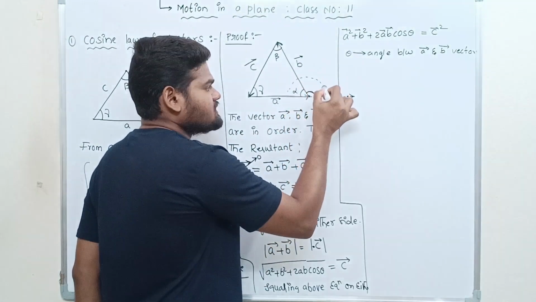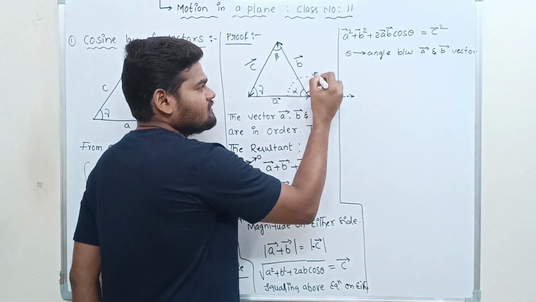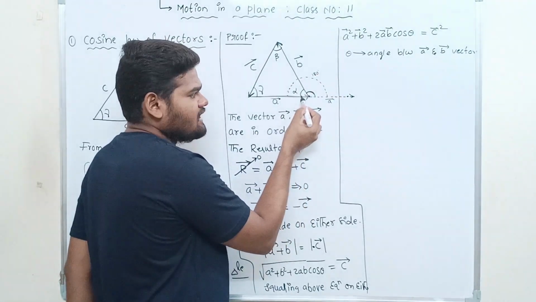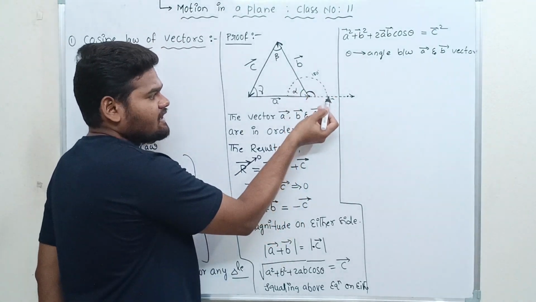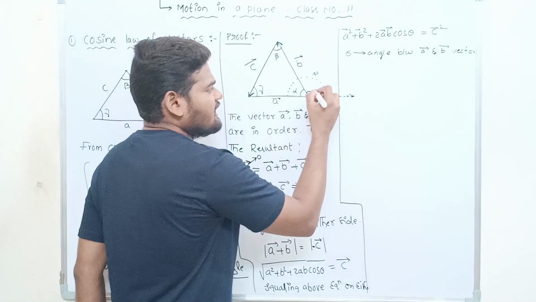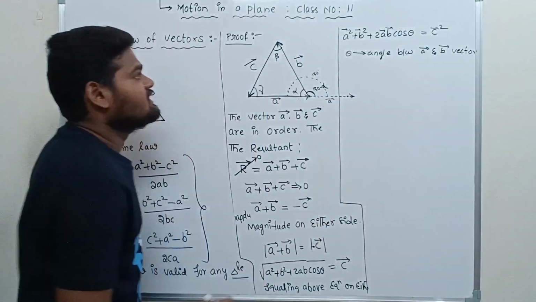Then the total angle is how much more? This is 180 degrees. Okay. So from here to here, this is 180 degrees. So from here to here, the angle is alpha. Then the remaining angle, so total 180, this is alpha, then the remaining angle is what, ma? 180 minus alpha.